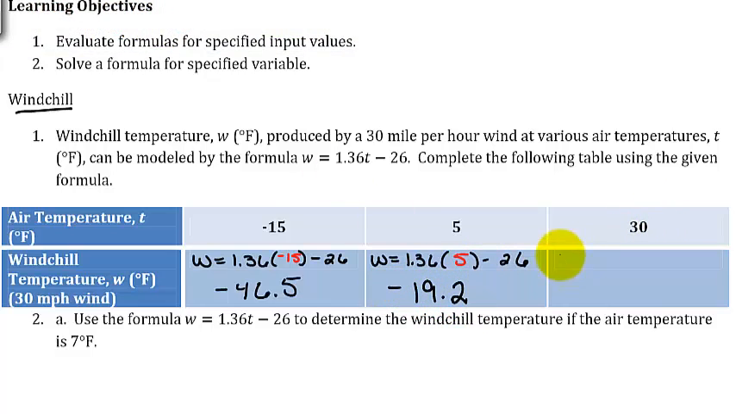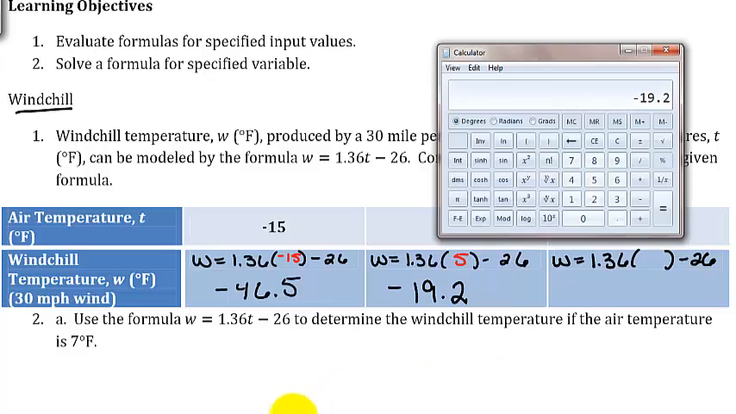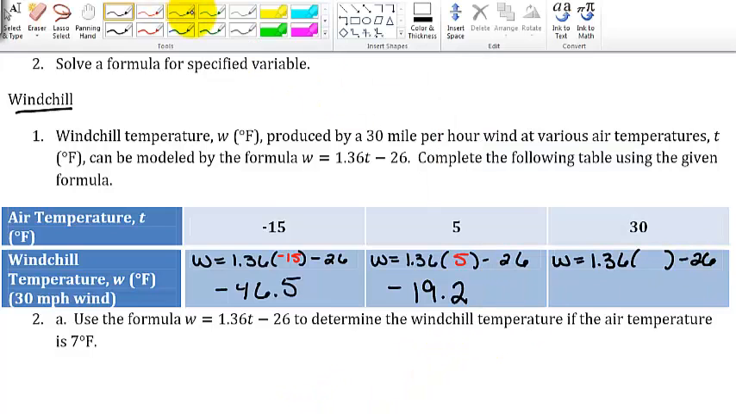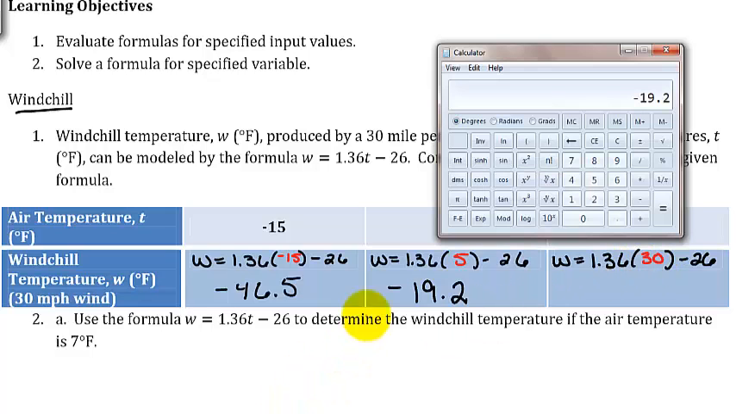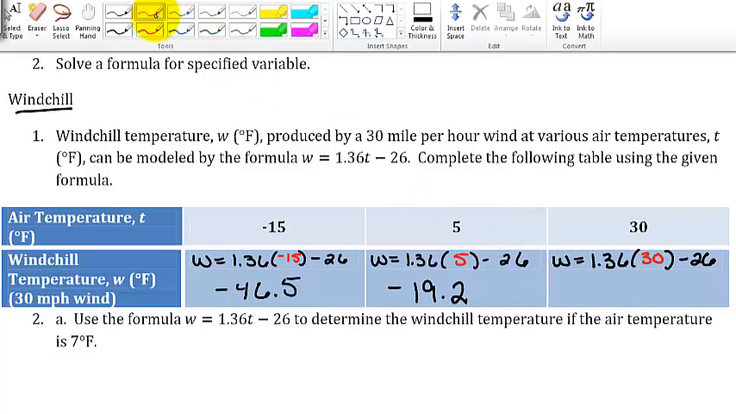And then plug 30 in. So again, I'm going to write out my shell. W is equal to 1.36 times an empty set of parentheses, and then minus 26. And we're replacing that T with 30 this time. So 1.36 times 30 gives us 40.8, and then from that we're going to subtract the 26, giving us 14.8.